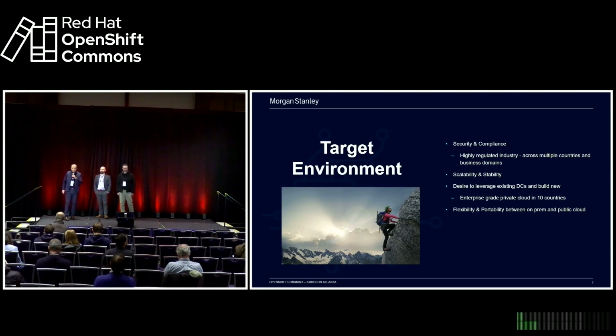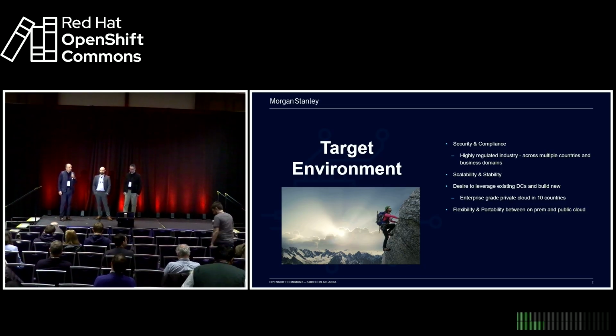The name of our platform is MKS, which stands for Morgan Stanley Kubernetes Service, and we have been working on it for over 6 years now. We made the platform generally available over 3 years ago, and now we have it deployed across 16 data centers in North America, EMEA, and Asia.